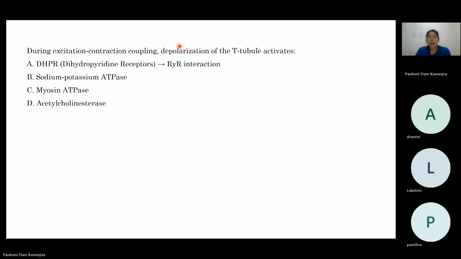So when your excitation contraction coupling takes place, when there is depolarization of the T-tubule, what does it do? Out of these four, if your T-tubule is depolarized, then which interaction follows? Does it activate the interaction of the two receptors, or does it activate these voltage gated channels?